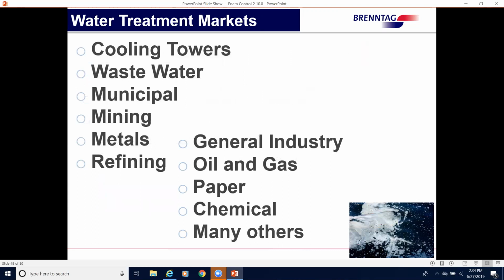So here on this slide are some of the more common water treatment areas where foam control agents are being used. We have them in cooling towers, of course, wastewater, municipalities like we've been focusing on. But we also see them in mining, refining, just general industry, the paper industry, absolutely, chemical, many others. We see them used heavily in food and things like that. So, there are different markets where they're commonly being used and should be considered.